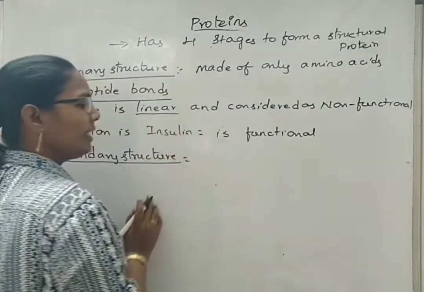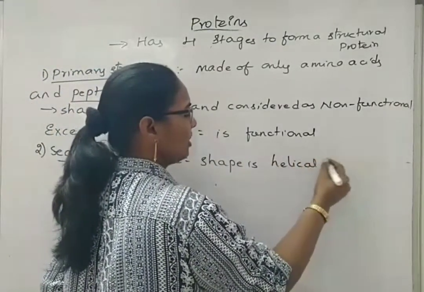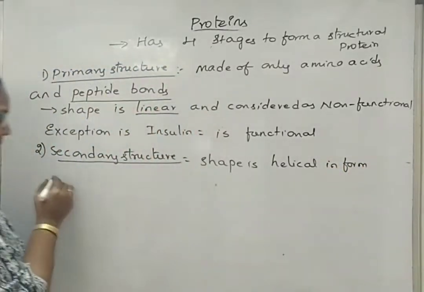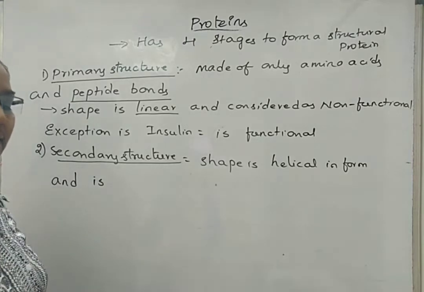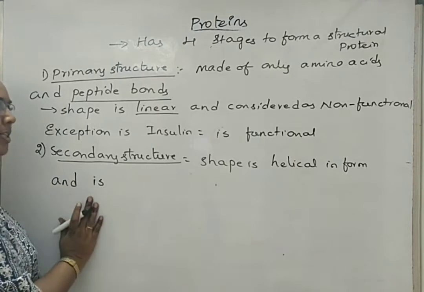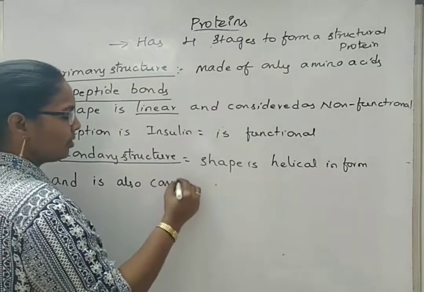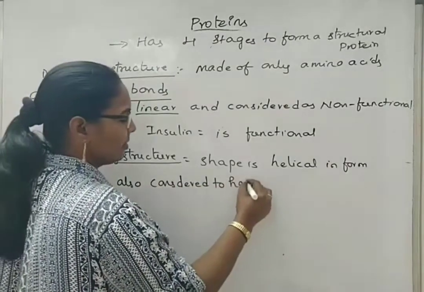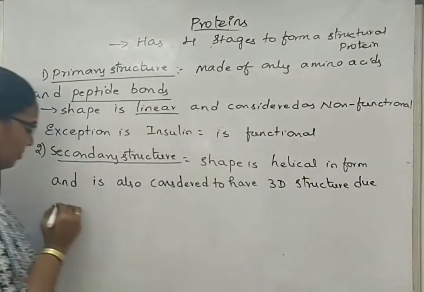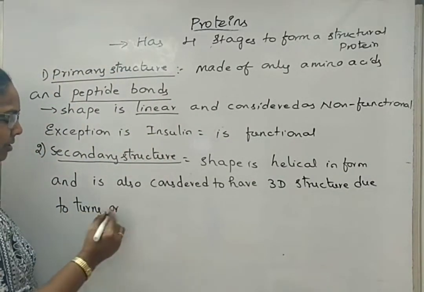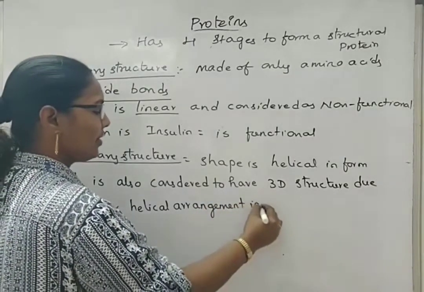Now, the shape changes from linear to helical form. The shape is helical in nature and is again considered non-functional, but still there are some exceptions here, just like insulin in primary structure. It is also considered to have a 3D form or 3D structure due to turns or helical arrangement in the structure. What is this?